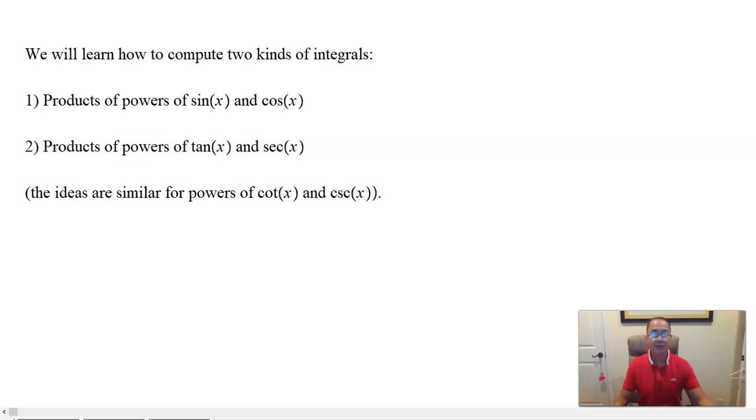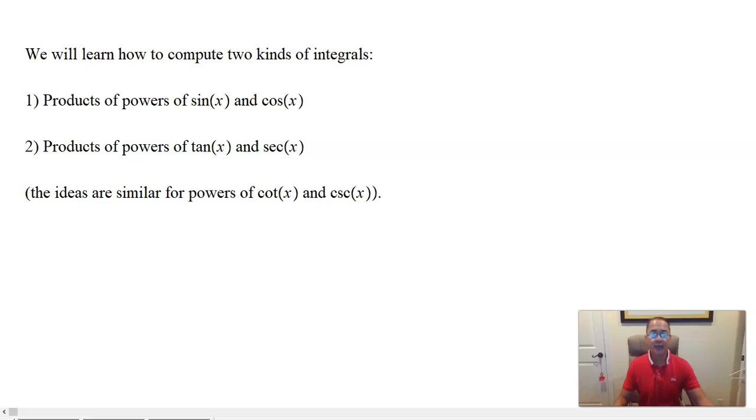What happens when you have powers of sine combined with powers of cosine multiplied together in the same integral? And analogously, what happens when you have powers of tangent combined with powers of secant in the same integral?